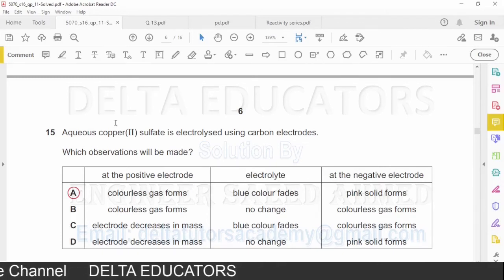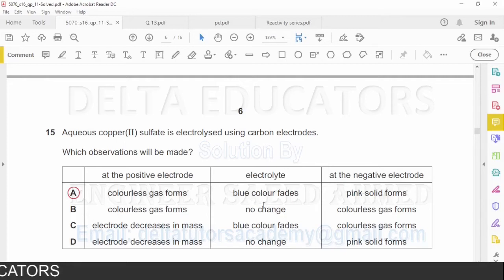And at the negative electrode, at the cathode, this copper ion will gain 2 electrons and be converted to a copper atom. And this copper will be deposited at the negative electrode. So at the negative electrode, we will get a pink solid. This pink solid is the color of copper. Since the pink solid is given in options A and D, our possible options are A and D.